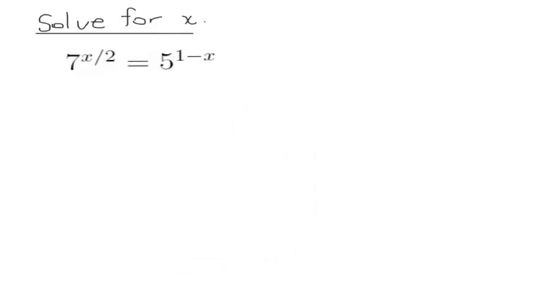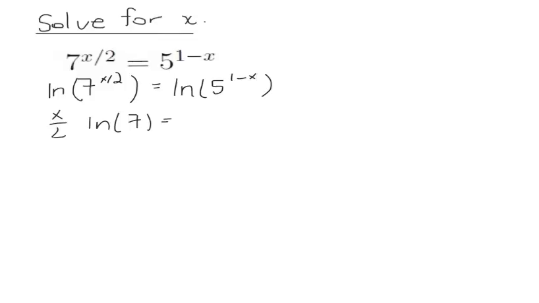Let's do one more example. Here we have 7 to the power of x over 2 is equal to 5 to the power of 1 minus x. So similarly, we might notice that the bases on either side of our equation are not equal, nor can we manipulate them to get them into equal bases. So let's go ahead and take the natural logarithm of both sides. And once again, we will use the power law to bring down our powers, and we're going to get, in this case, x over 2 times ln of 7 is equal to 1 minus x times ln of 5.